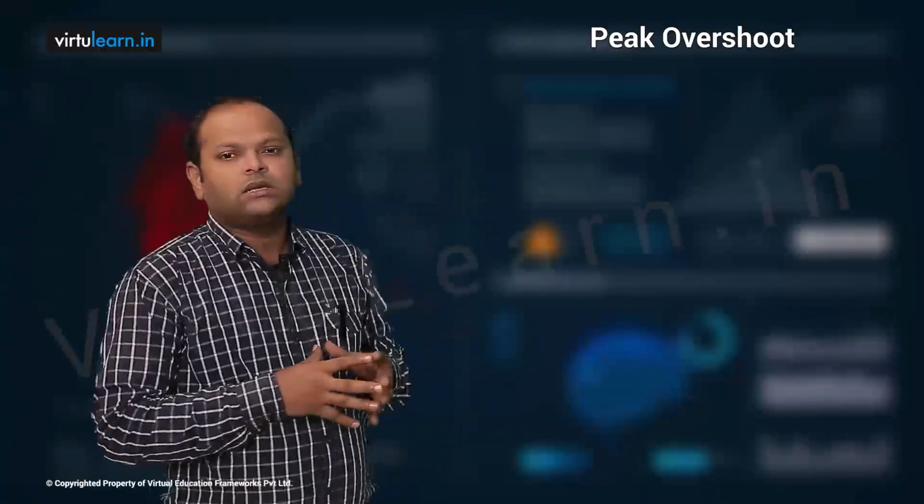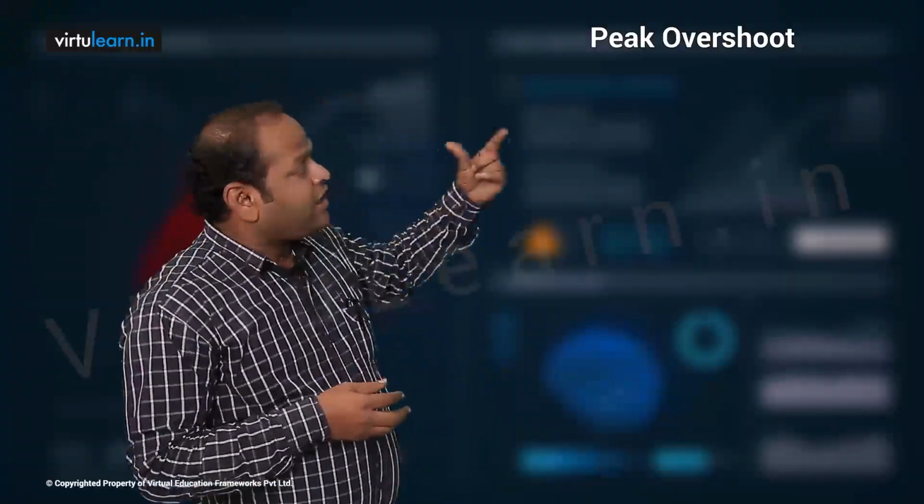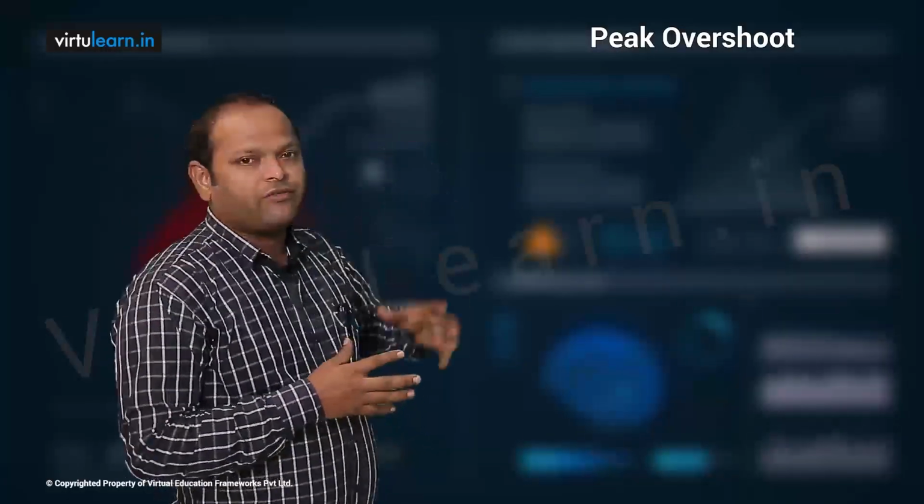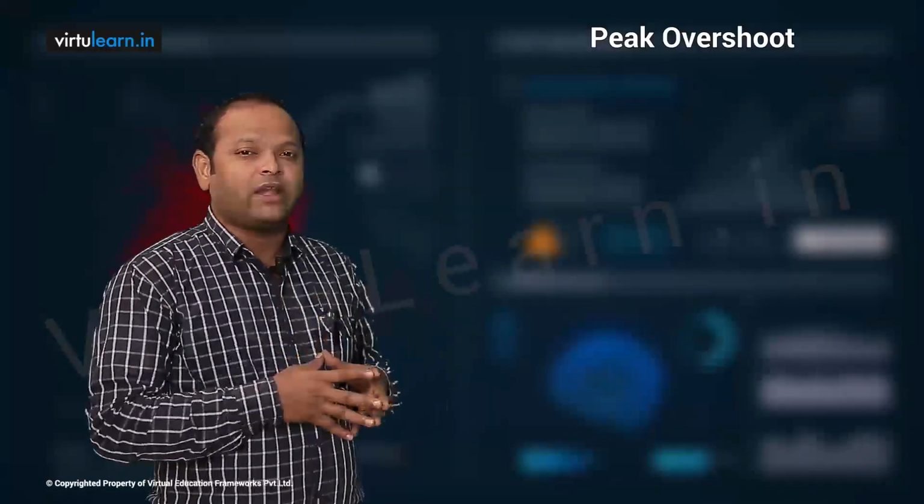Next, peak overshoot. We can define the peak overshoot as the nominal difference between the peak of the response and the steady state value of the response. The steady state value we can also call the final value. So the nominal difference between these two is defined as peak overshoot. So why do we take only the nominal difference?